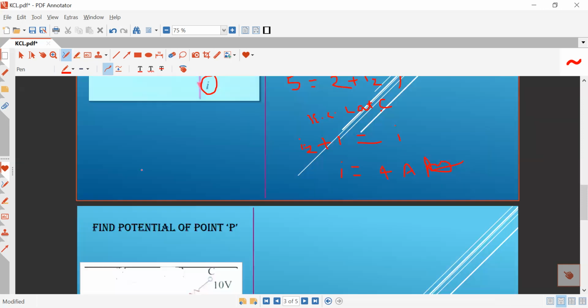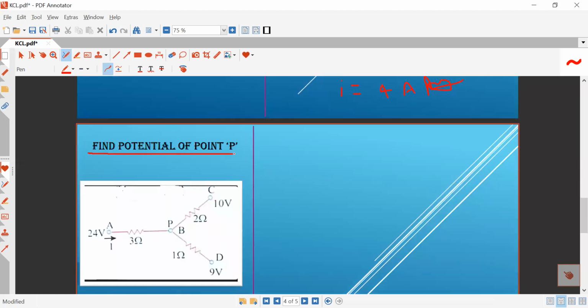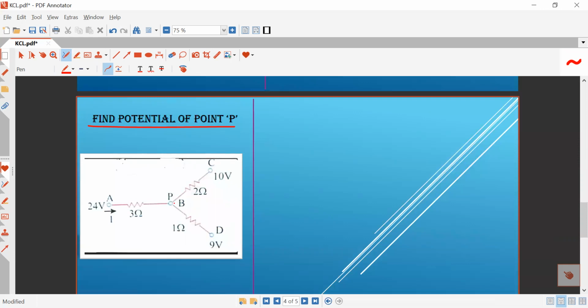Now I am going to discuss problem 2. In this problem, you will have to determine the potential of point P. Suppose the potential of point P is V. By using this law, you will have to determine the potential of the point P. How will you determine it using Kirchhoff current law? First, you will have to distribute current in these 3 branches of the electric circuit, and do not care about the direction. In any direction, you can write I1. Suppose the current in this branch is I2, and in this branch the current is I3.